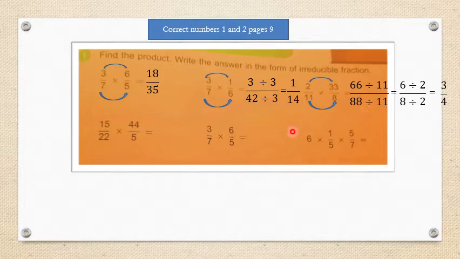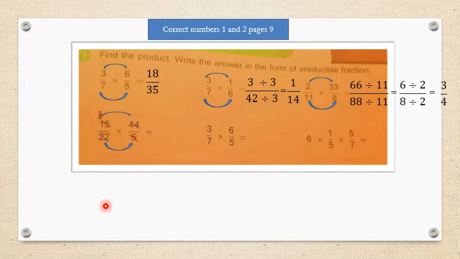Now 15 over 22 times 44 over 5. As I told you, you have two methods, either to simplify then multiply, or multiply then simplify. They are both correct. 15 times 44 is how much? Since it gives me a big number, look what I will do here. 15 divided by 5 is 3 and 5 divided by 5 is 1. That's what we do here. We are simplifying, and then when we make the numbers smaller, our multiplication will be easier.